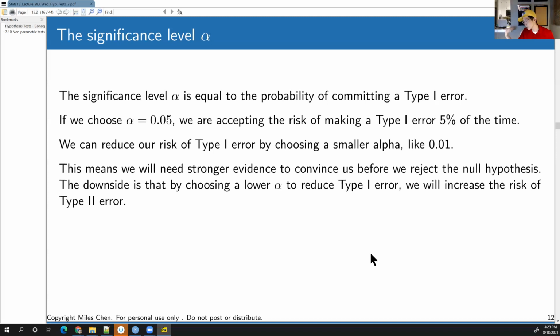Because whenever you reduce your alpha, what you're basically saying is, I'm going to need more evidence. I'm going to need stronger evidence before I reject the null hypothesis, because I don't want to mistakenly reject the null hypothesis. So before I reject the null hypothesis, I got to see a lot of evidence. Okay, so the problem there though is that if you choose a lower alpha to reduce your risk of type 1 error, you are inherently going to increase the risk of type 2 error, right?